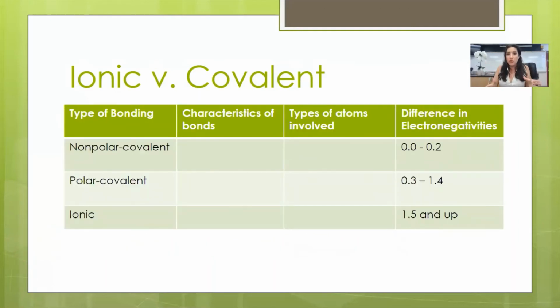Draw this chart in your notebook, because this is going to help you very much to easily organize and visualize the different types of bonding and quickly reference what's going on in terms of their characteristics and the types of atoms involved. I'll give you a second to write that down. So pause the video and write that down on your piece of paper.